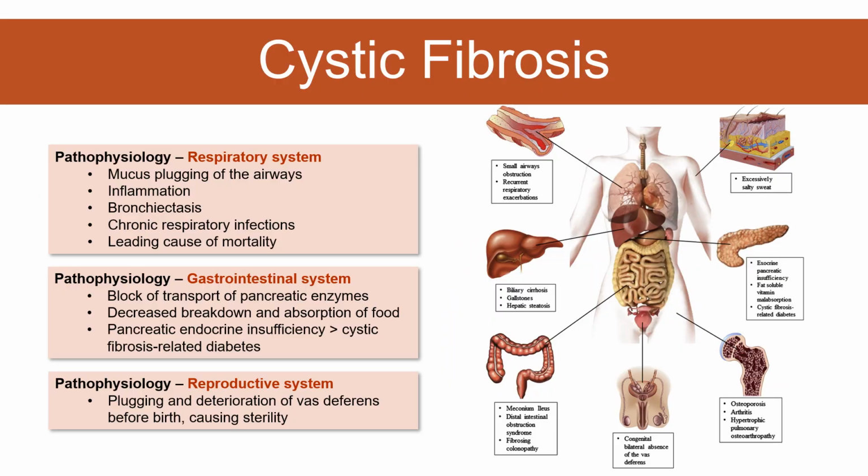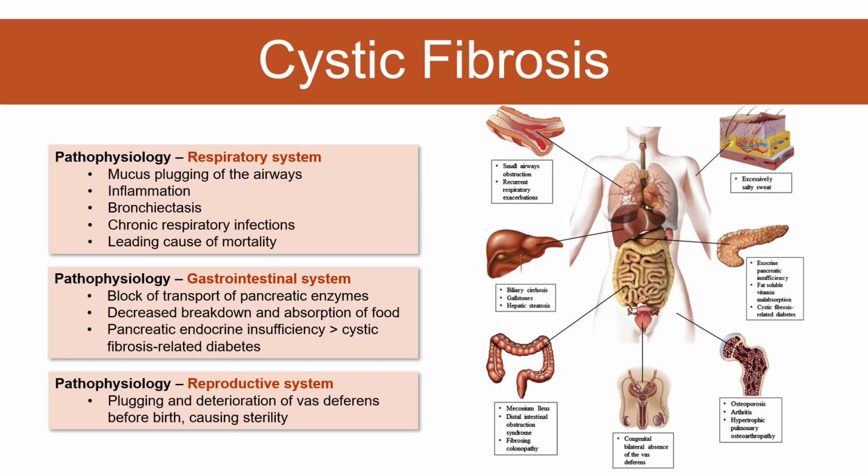So here we have it. It affects all of these things pictured here, but mostly the respiratory system. All of that extra mucus is going to plug the airways, causing obstruction. It's going to lead to inflammation, bronchiectasis, chronic infections, and it's the leading cause of mortality. So this can cause early death.